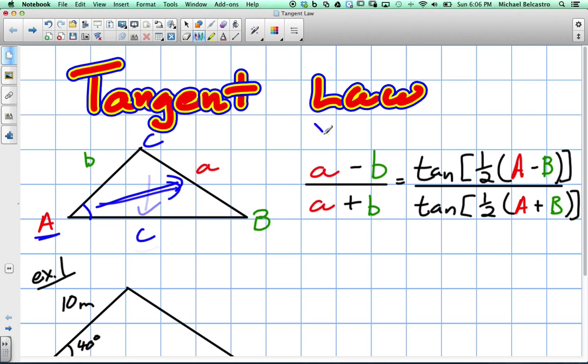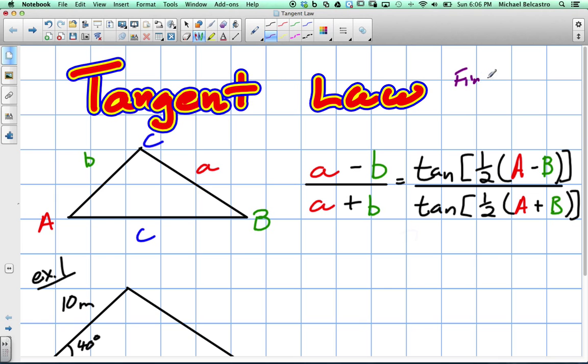So here's our tangent law. Tangent law states that side A subtract side B divided by side A plus side B is equal to tan of 1/2 times angle A minus angle B divided by tan of 1/2 times angle A plus angle B. So again, far less known than sine law and cosine law, and probably a little harder to calculate, but it can be done. So in this example, we're going to go through tangent law to find an angle.